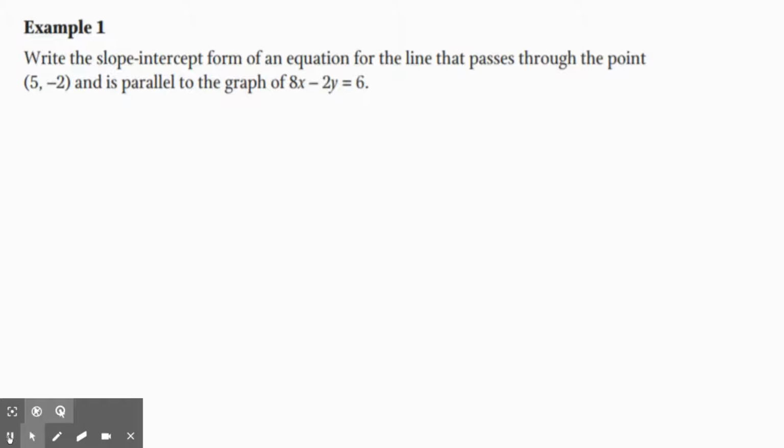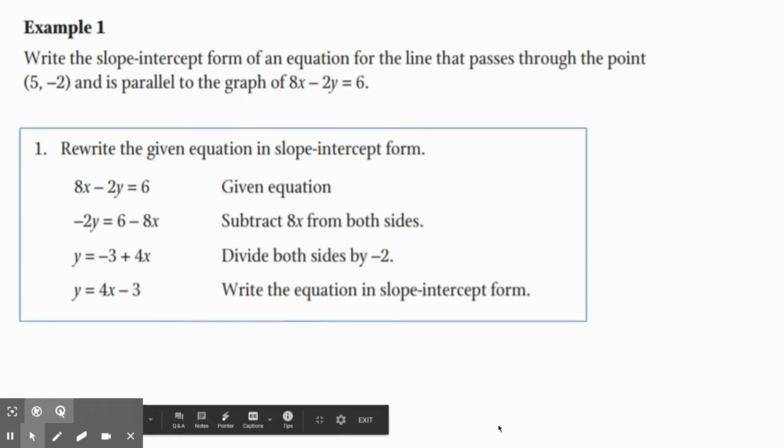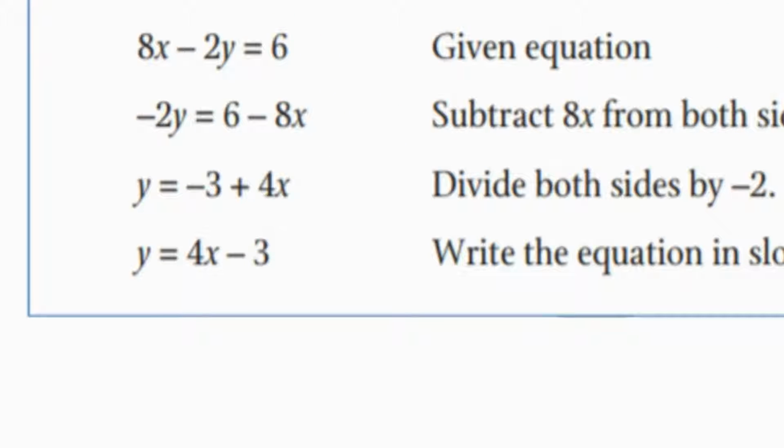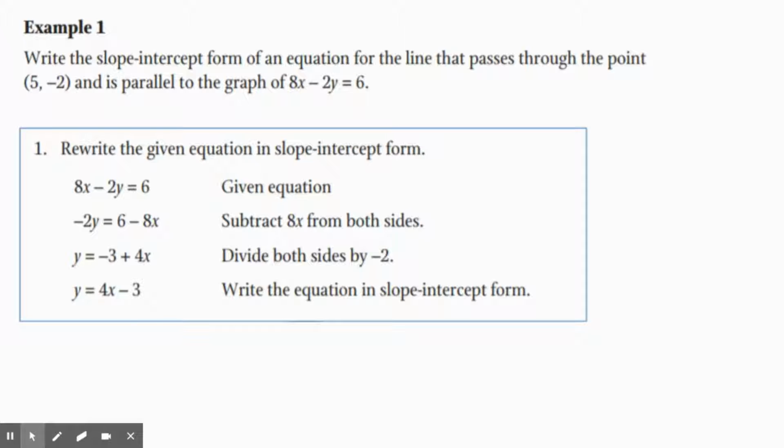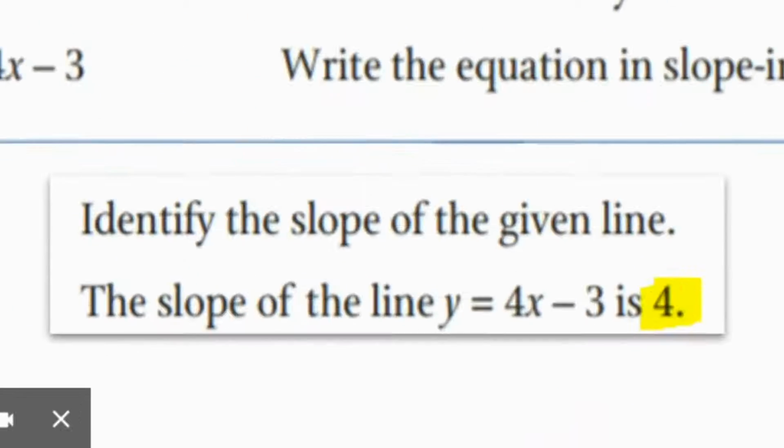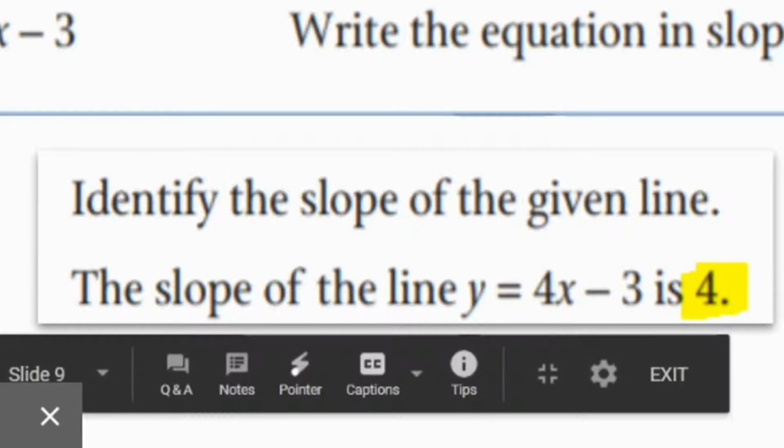Example 1 says, write the slope-intercept form of an equation for a line that passes through the point (5, -2) and is parallel to the graph of 8x minus 2y equals 6. Now I'm noticing that that's not written in slope-intercept form, so our first move is to write that into slope-intercept form. After doing some rearranging, we get y equals 4x minus 3. The whole point of doing that is because we need to take the slope from this line, and that way we can write the new equation using (5, -2). So the slope of 4x minus 3 is going to be 4.